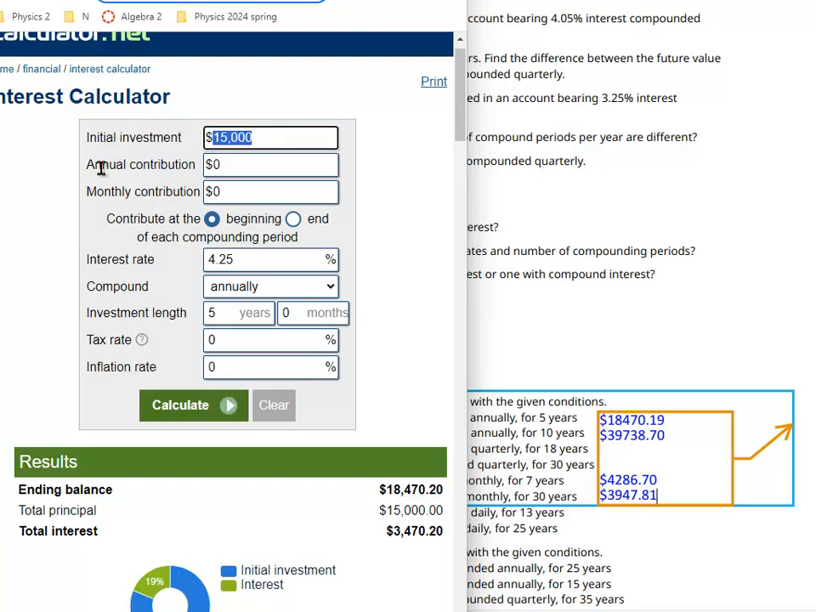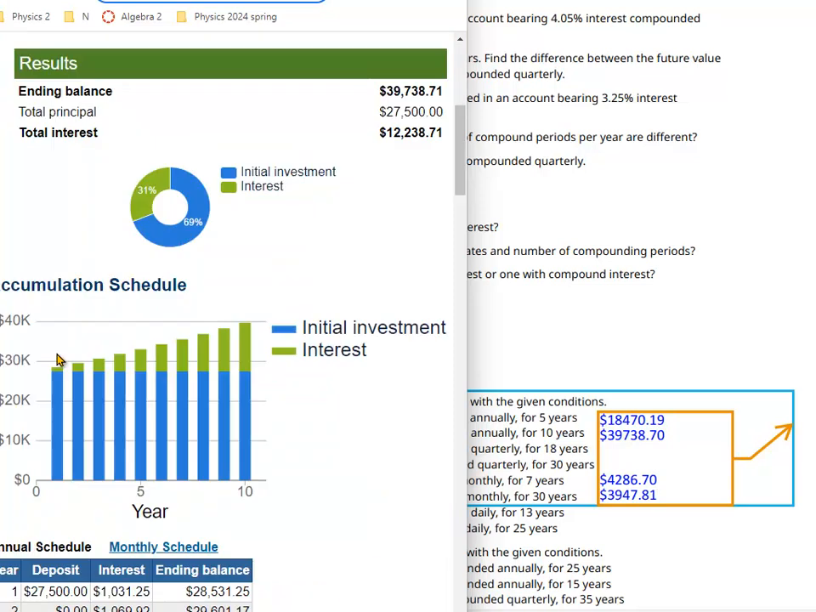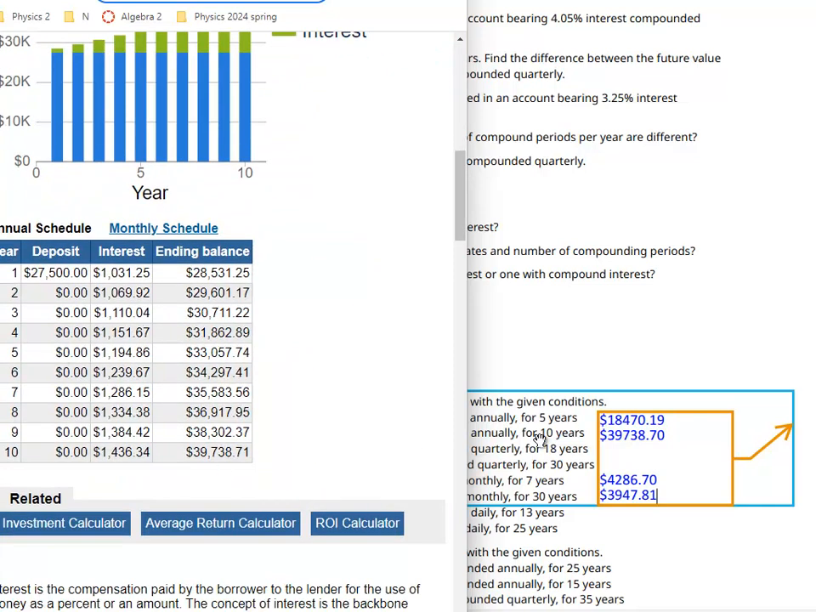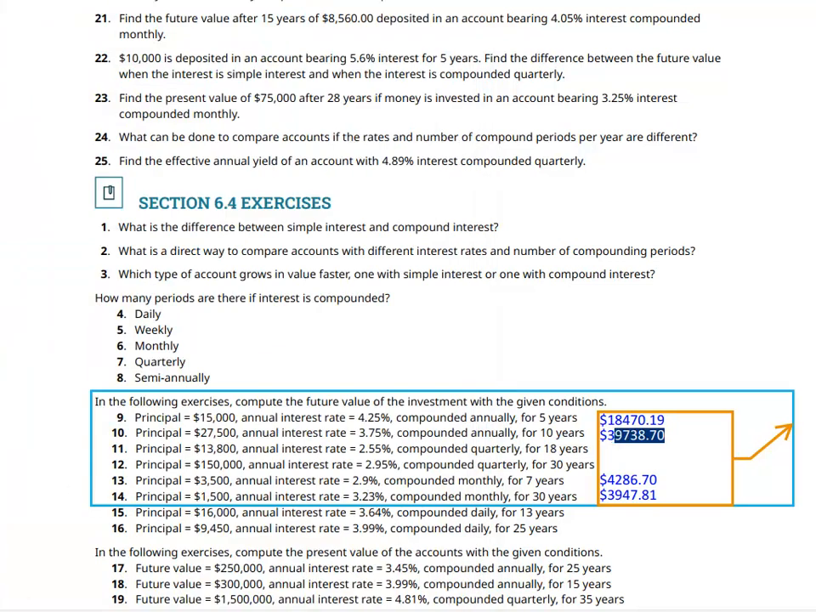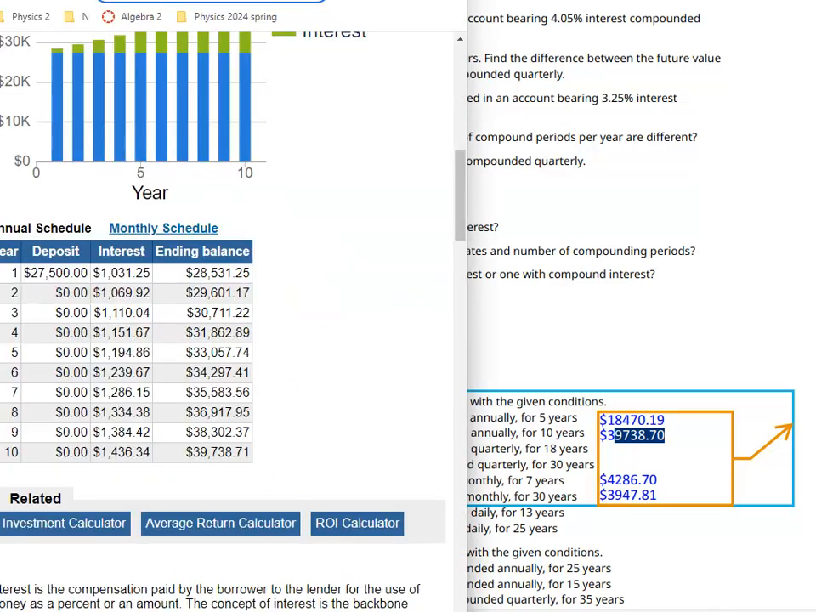And let's see the other one here from the top, 27,500 at 3.75 for 10 years. There we go, calculate. 39,738, same as this one. Oops, gone. No, I don't know how to get it back. Seriously, I don't know. Oh, there it is. All right, and that's it.